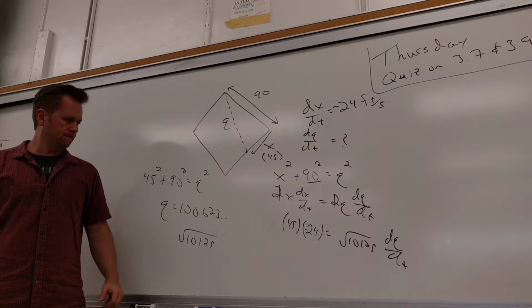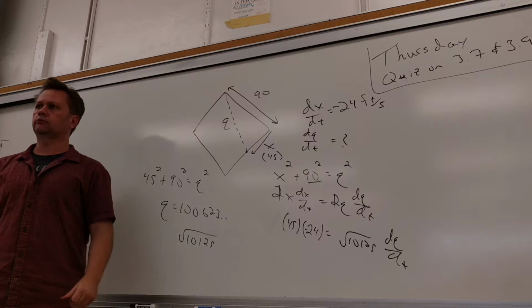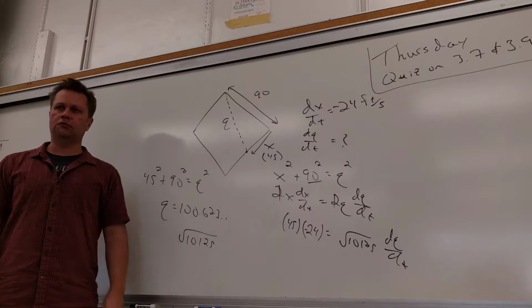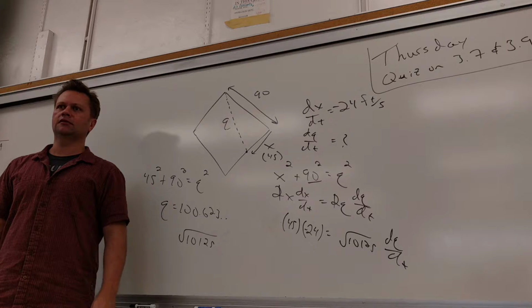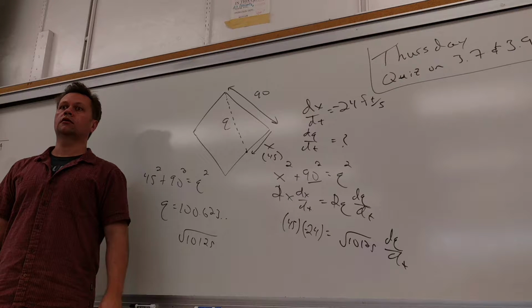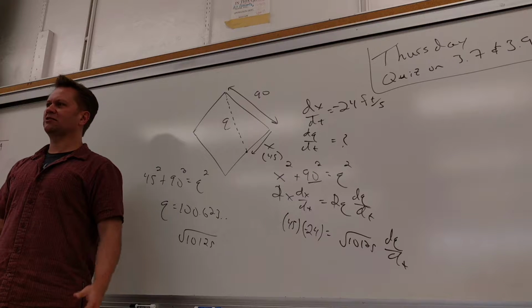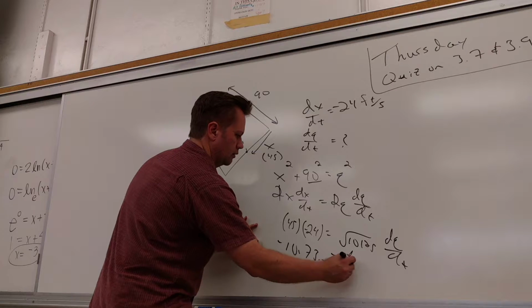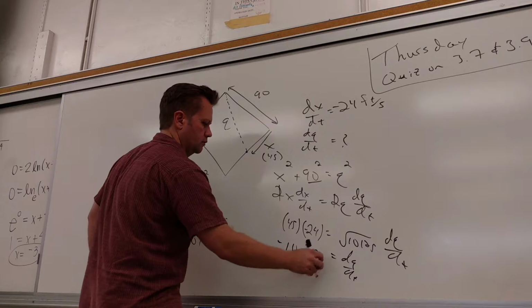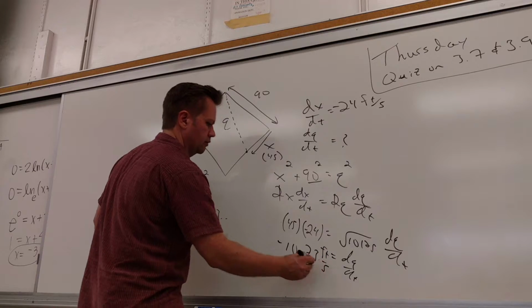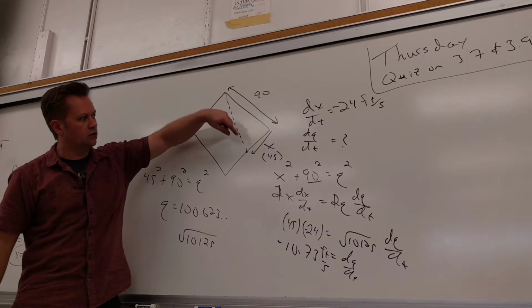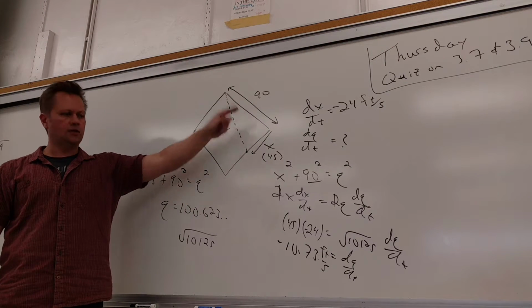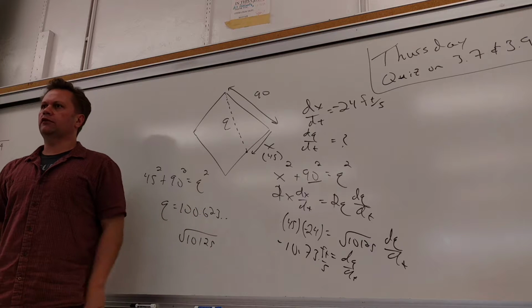I don't know. It's like 11 point something, or did somebody do it? A negative. Yeah, you get negative 10.73. It rounds to negative 11, that's close. What's the units? Feet per second. So if he's running towards first base at 24 feet per second, his distance to second base is decreasing by almost 11 feet per second.